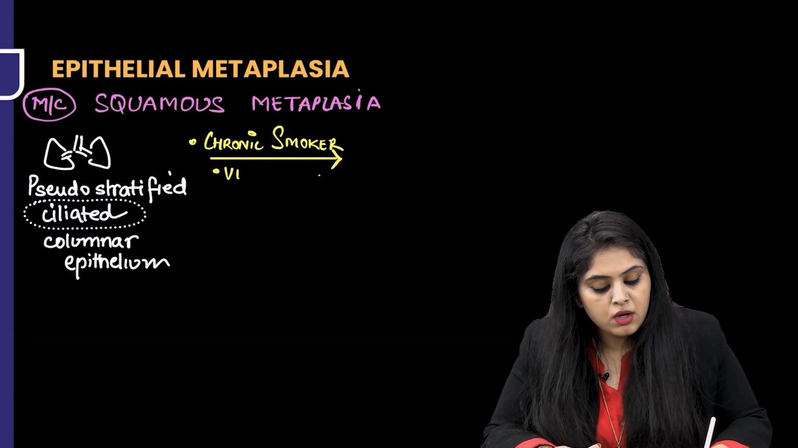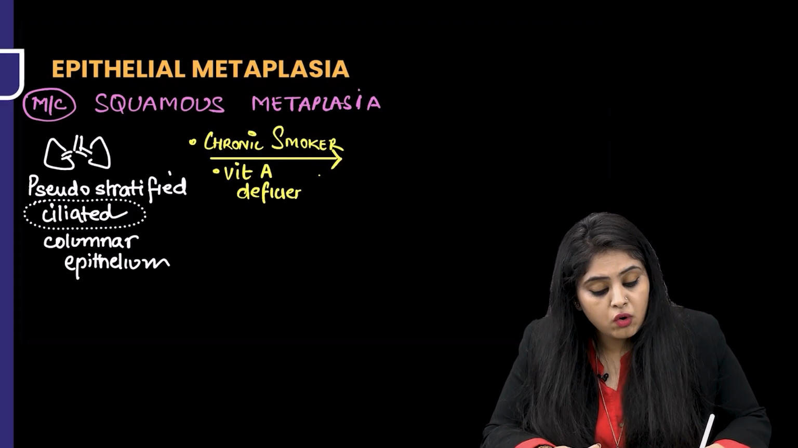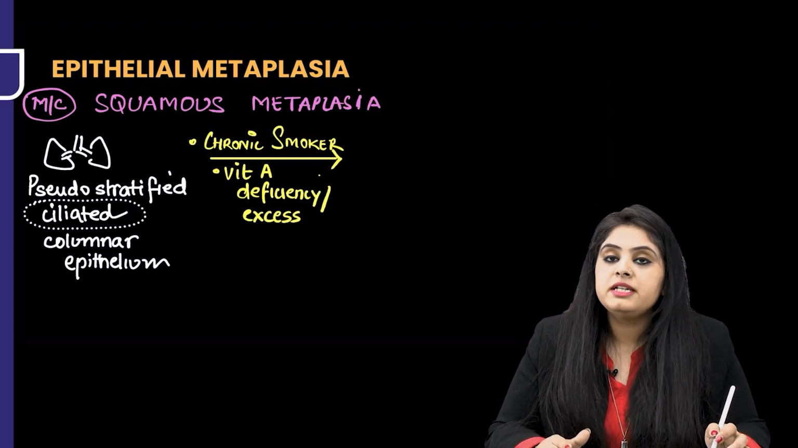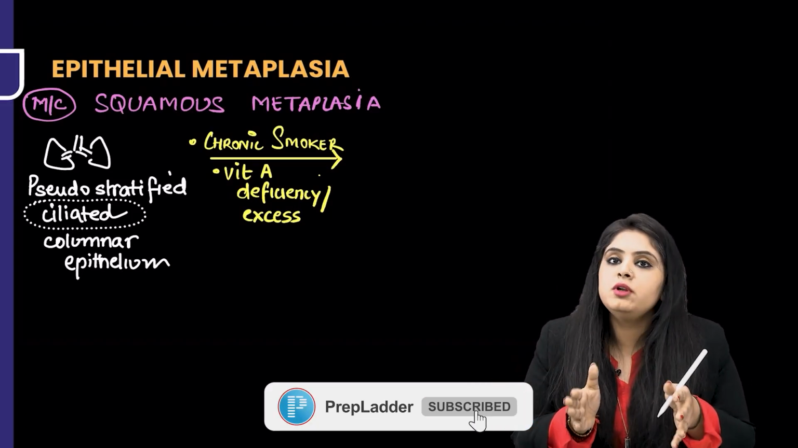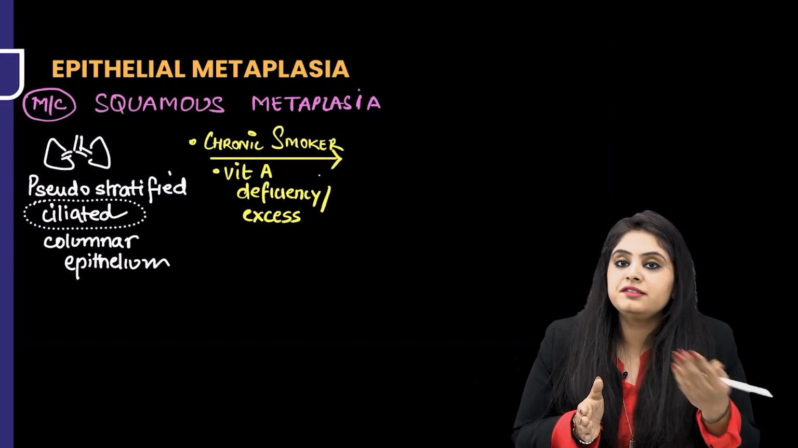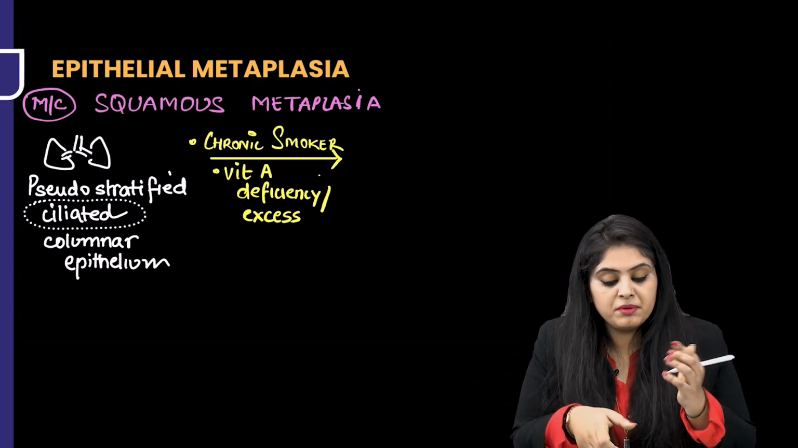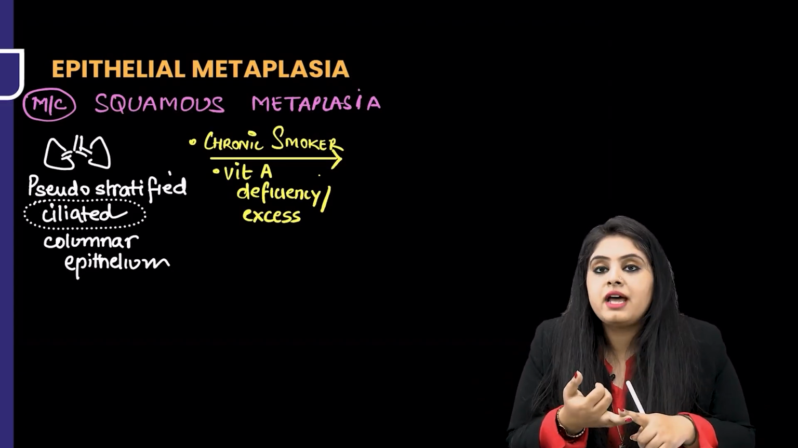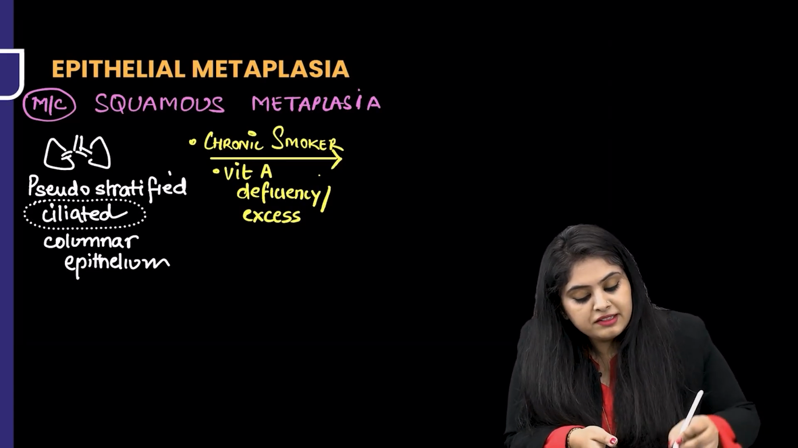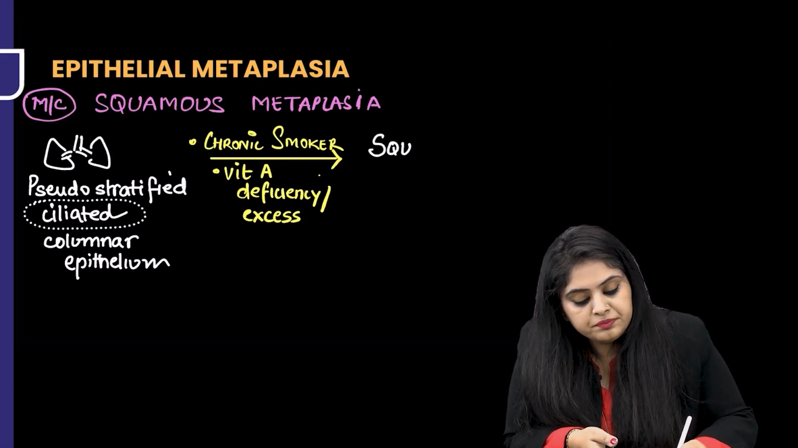Point number one. What if someone is going to have vitamin A deficiency or vitamin A excess? Both are a problem. So vitamin A has to be within normal, only then the epithelium remains normal. Less is also a problem. Excess is also a problem. You know what happens in these people? Either someone is a smoker or someone has a vitamin A problem, and this epithelium changes into squamous epithelium.